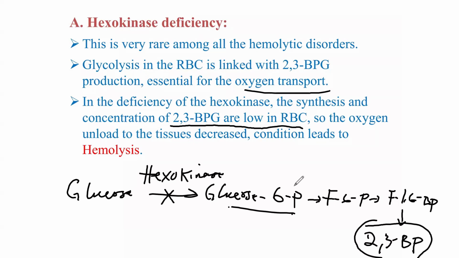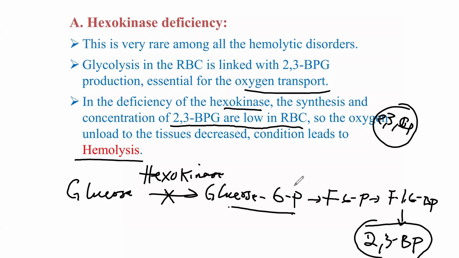So in the red blood cell, we generate 2,3-bisphosphoglycerate. If this enzyme, hexokinase, is deficient, then 2,3-bisphosphoglycerate will not be synthesized, so its concentration will be very low in the red blood cell. Therefore, the oxygen unloading to the tissues decreases, and these conditions lead to hemolysis. If there is a deficiency of 2,3-bisphosphoglycerate, there will be low oxygen delivery to the body tissues, and as a result, it will lead to hemolysis.